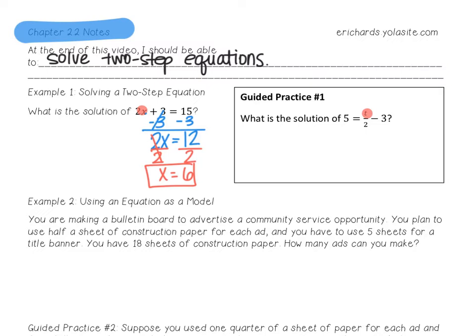Okay, first you're going to add 3 to both sides, and that is going to eliminate the minus 3. You get 8 equals t over 2. So then you're going to multiply both sides by 2, and you get t equals 16.